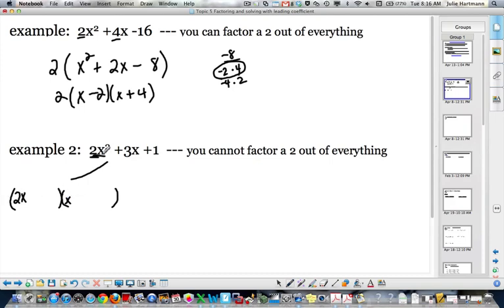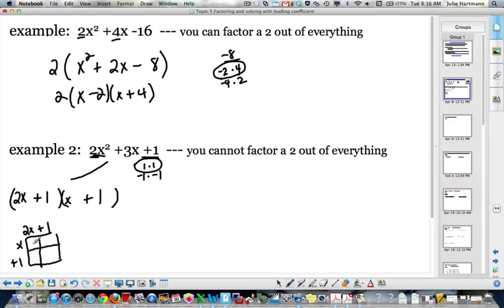2x times x is 2x squared. Now I have to multiply to get a positive 1. Well, the only thing we can multiply to get a positive 1 is 1 times 1 or negative 1 times negative 1. We know this is positive, so I know it's got to be plus 1 and plus 1. With these, I do want you to check it. Make sure you've got the right combinations.